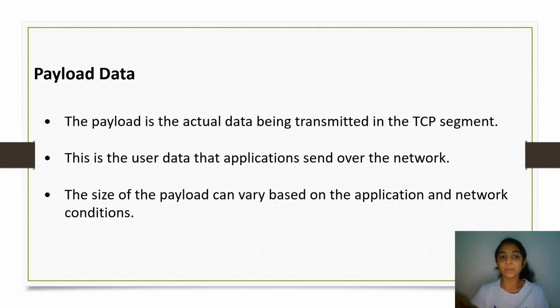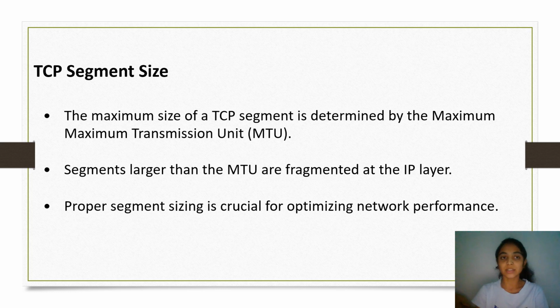Payload data. The payload is the actual data being transmitted in the TCP segment. This is the user data that applications send over the network. The size of the payload can vary based on applications and network conditions.